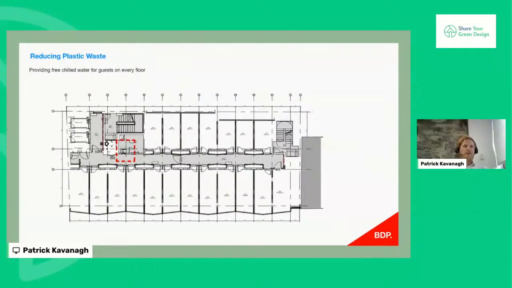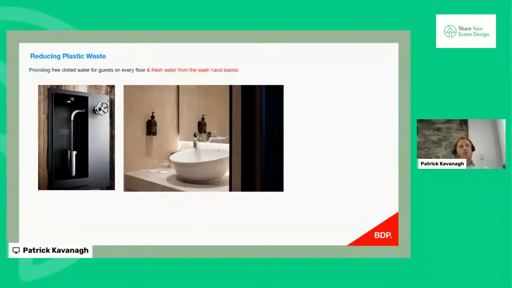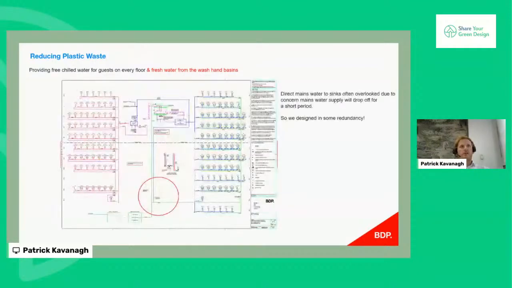Reducing plastic waste from a sustainability perspective is another strategy we implemented here. So we provided free chilled water for guests on every floor, a little chiller in the corridor. We also provided fresh water to the wash hand basins, which is quite unique in hotel projects. So when I say fresh water, it is direct water from the mains, similar to a kitchen sink at home.